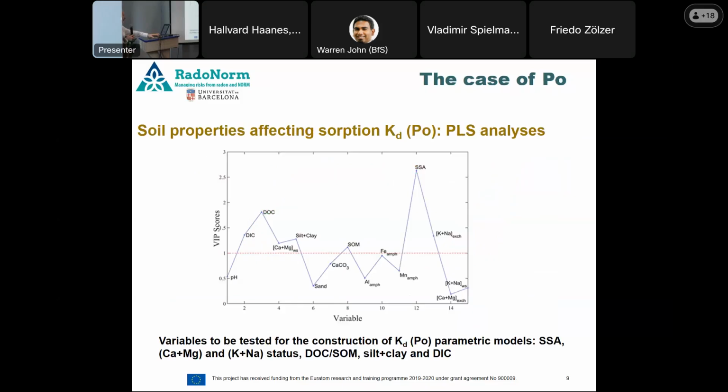So another example will be polonium. In that case, the VIP score indicates that there are different variables that should be taken into account.